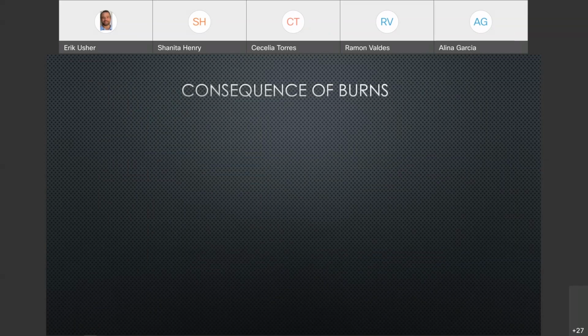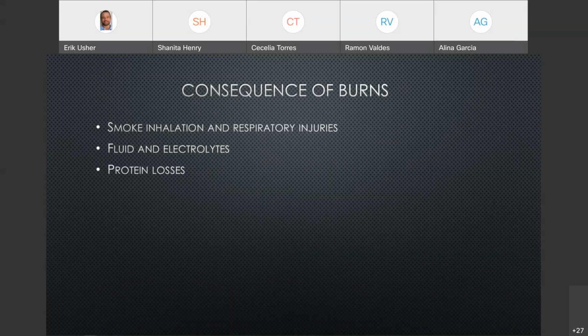So what are the consequences of burns? Well, smoke inhalation and respiratory injuries should be really high on our list of possible consequences. Fluid and electrolytes: there are going to be a lot of derangements, initially from the pathology of burns, and then secondarily from the treatment of burns. There's going to be protein loss. And remember, protein's like a giant sponge. When you lose protein out of your vasculature, it pulls fluid with it. So we'd expect to see a lot of edema.